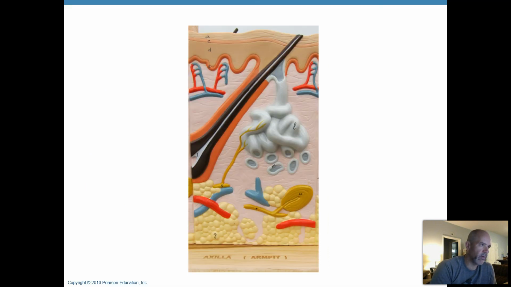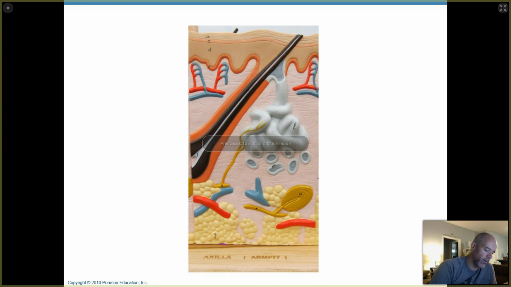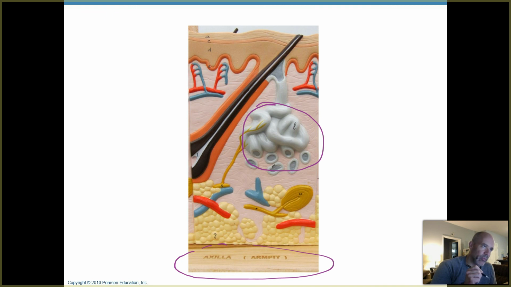Okay, let me flip over here for a second. This is another little skin model we have, of axillary skin, armpit skin. You're going to have many of the same structures in this location as well. A lot of it looks the same. However, you do have a different type of sweat gland here. This thing that looks like a big mumbo jumbo sweat gland, it really is, and there's a duct connected to it. This is called an apocrine sweat gland.